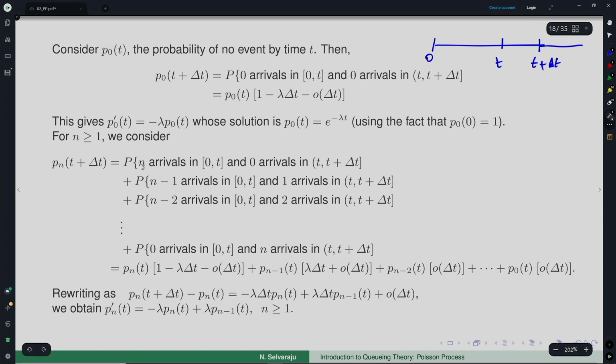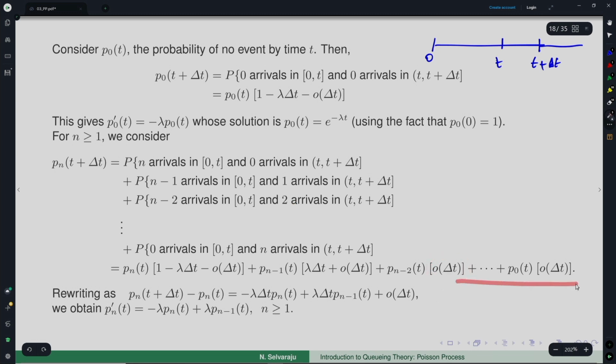Now, by the independent stationary increment property, what happens in this interval is independent of what happens in the other, so the probability becomes a product. So Pn of t, the probability of n arrivals in 0 to t and 0 arrivals in this interval, is multiplied by 1 minus lambda times delta t minus order of delta t. For n minus 1 arrivals and 1 arrival, it is basically this multiplied by lambda times delta t plus order of delta t. And for 2 or more arrivals, you already know it is order of delta t.